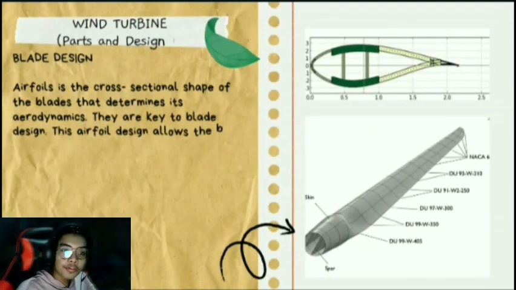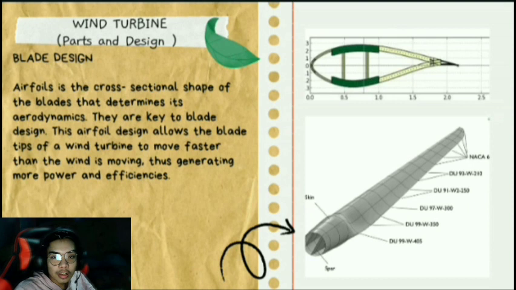Blade design. Airfoils is the cross-sectional shape of the blades that determine its aerodynamics. They are key to the blade design. This airfoil design allows the blade tips of a wind turbine to move faster than the wind is moving, thus generating more power and efficiency.